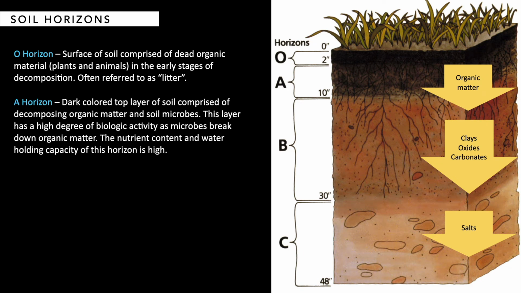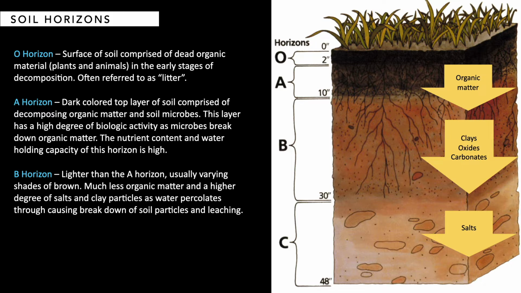The A horizon is the dark-colored top layer of soil that's made up of decomposing organic matter and soil microbes that are farther along and start to look like real soil. This layer has a lot of biological activity because of the microbes that are breaking down the organic matter. This is what I call the high-fat layer of soil. Its nutrient content and water holding capacity in this horizon is much higher than the other layers.